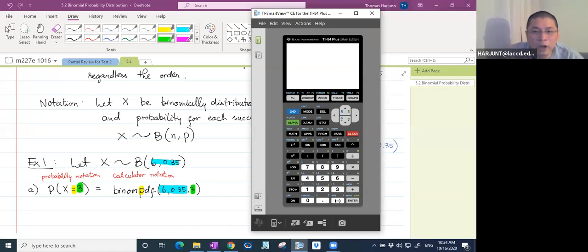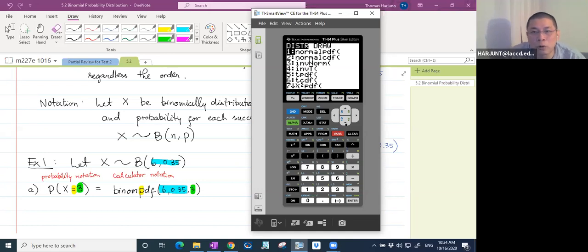How to get that binom PDF? We go to second, distribution. You see the blue one here above VARS? Now, if you have an actual calculator, usually that's yellow. They make it in yellow color. But you go second and then you click that VARS. Okay, that's how you get to the distribution.